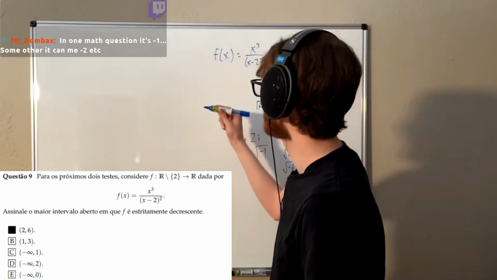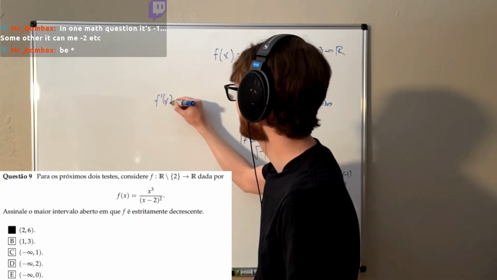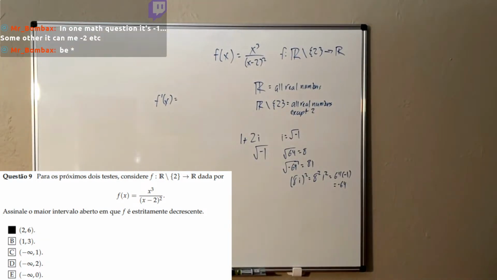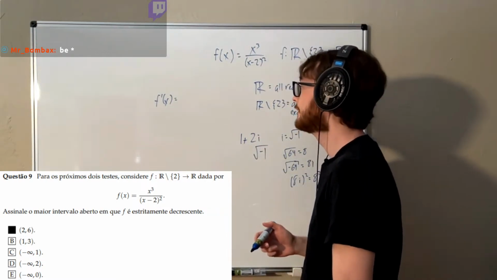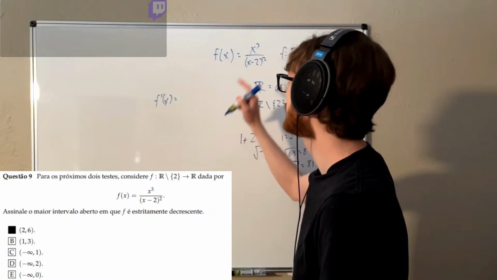But yeah, so we have to find the derivative of f of x because we're interested in the rate of change, and that's what the derivative is. And this is a quotient rule, unfortunately. I don't think there's a trick to avoid a quotient rule here. So to do quotient rule, you derive the numerator first.